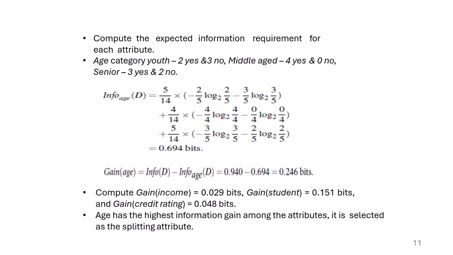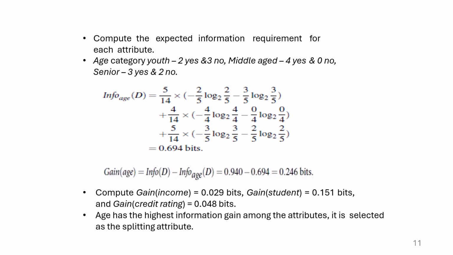Next, we can compute the expected information requirement for each attribute. Let's start with attribute A, age. Look at the distribution of yes and no tuples for each category of age. For the age category youth, there are 2 yes tuples and 3 no tuples. For the category middle age, there are 4 yes tuples and 0 no tuples. For the category senior, there are 3 yes tuples and 2 no tuples.